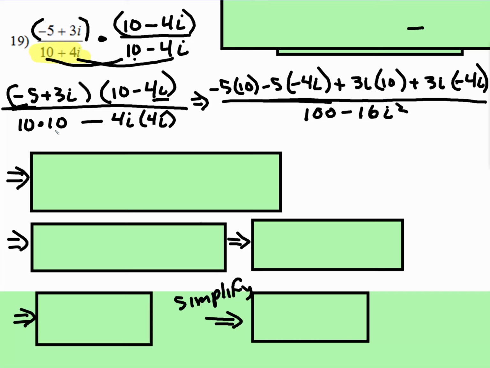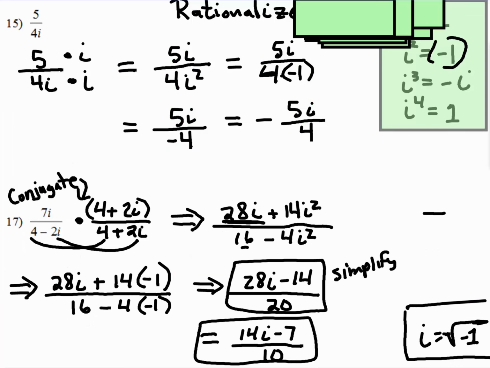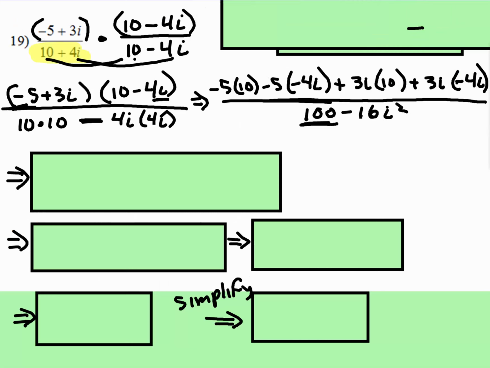And then down below, I just multiplied, the first times the first, the second times the second, with a subtract sign. 10 times 10 is 100. And with the subtract sign, and then 4i times 4i is 16i squared. Remember, i squared is equal to negative 1.